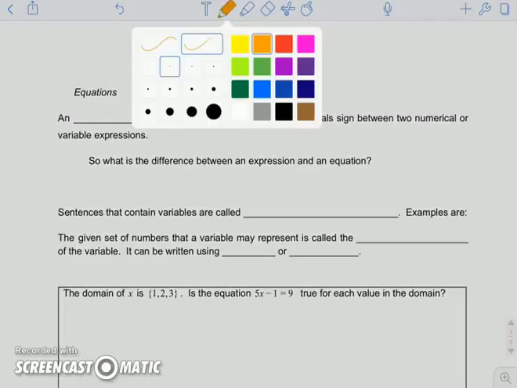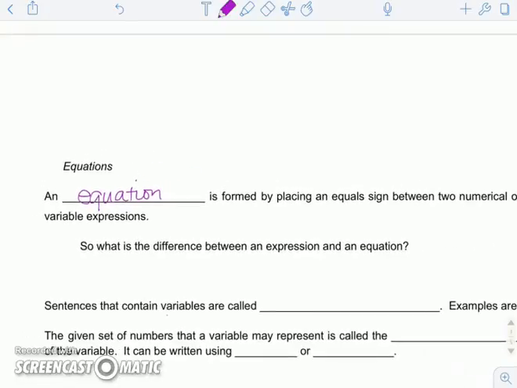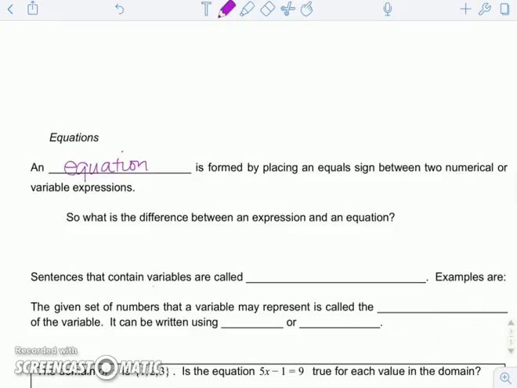An equation is formed by placing an equal sign between two expressions. This is something I talked about earlier. What is the difference between an expression and an equation then? An expression, no equal sign. An equation has an equal sign. It's really as simple as that.